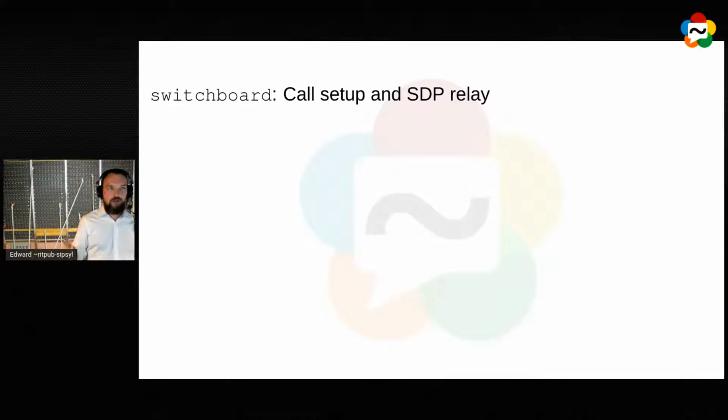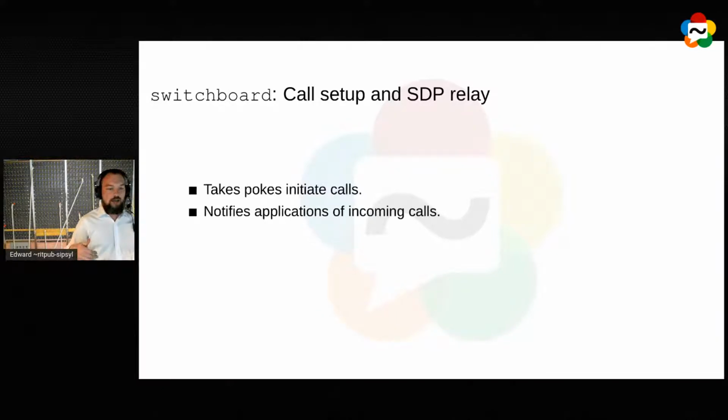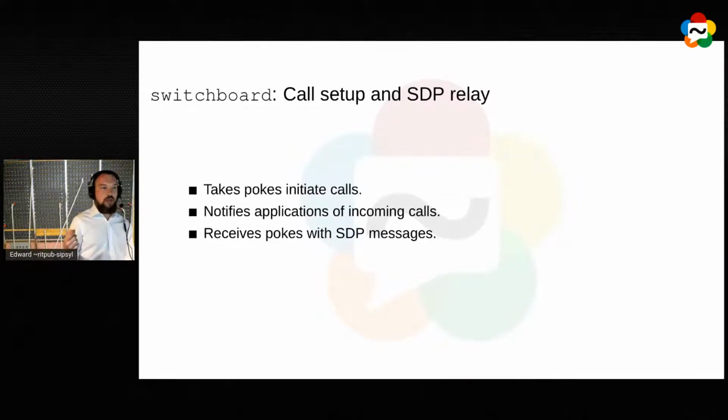So Switchboard gives us the functionality of call setup and call teardown and SDP relay. It provides a poke that you can give it to initiate a call. It provides a route, or a path that your application can watch to be notified of incoming calls. Once you're setting up a call, it provides another poke that you can send it to pass along any SDP messages that you need to send to your peer. And at the other end, a path that you can watch to receive SDP messages from your peer.